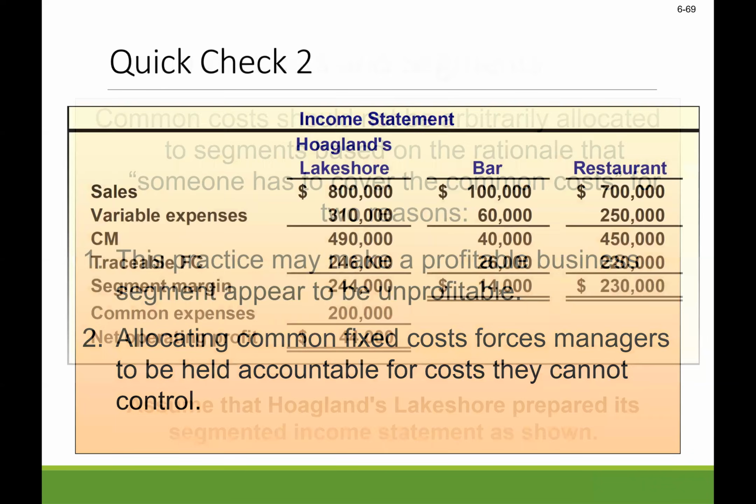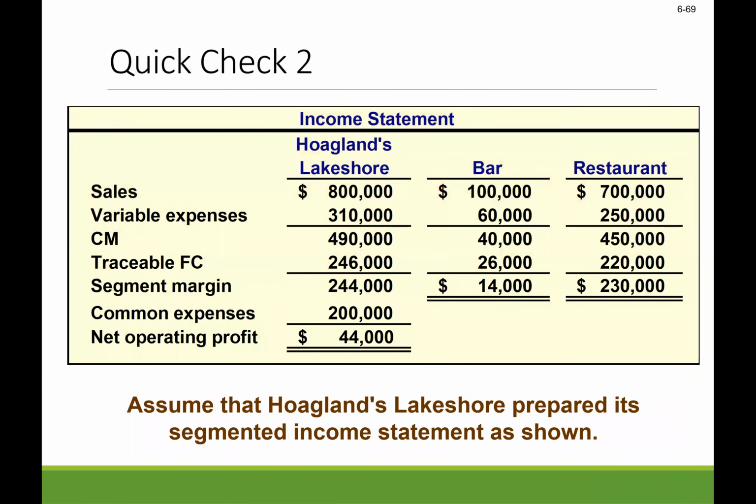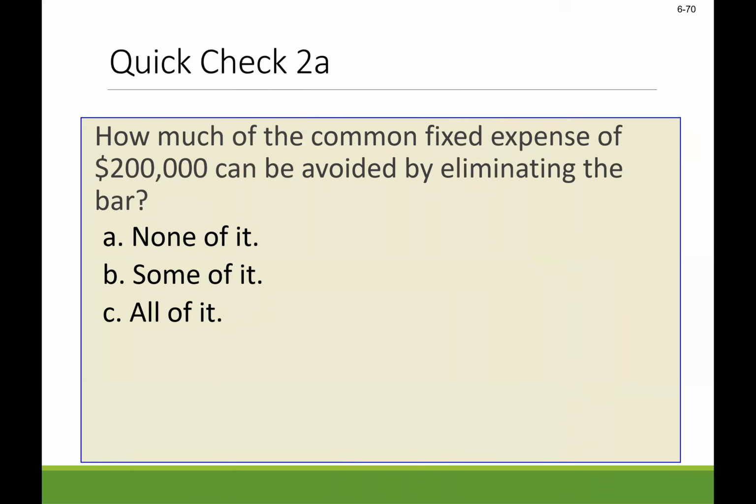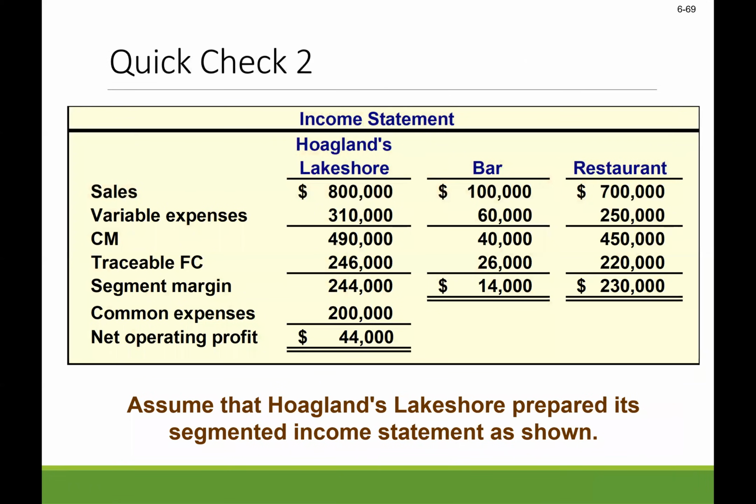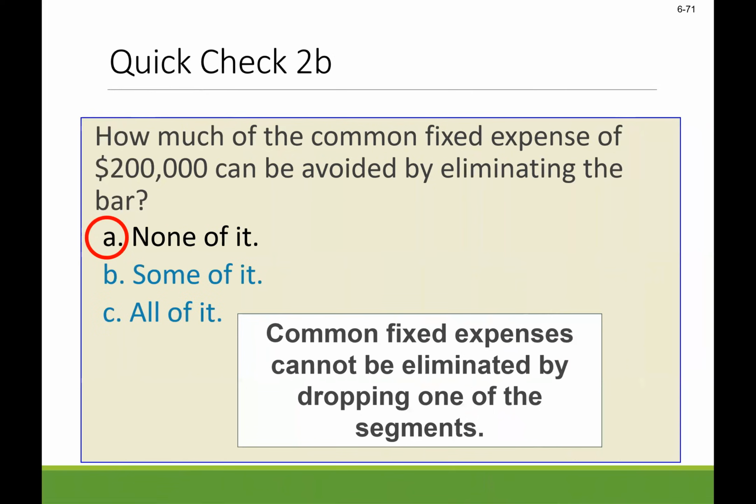So here Hoagland's Lakeshore prepares its income statement, broken down into bar and restaurant. How much of the common fixed expense of 200,000 can be avoided by eliminating the bar? None. Remember, common fixed expenses are going to occur no matter what.